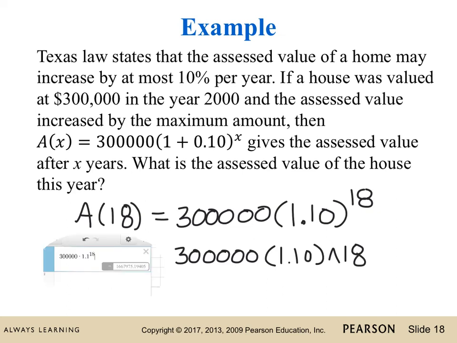You can see that I've entered this just into Desmos and got a pretty astonishing value, $1,667,975.19. So 10% growth after 18 years gives you quite a hefty increase in the value of real estate. In fact, if you can find 10% interest anywhere that somebody will pay you, you should put all of your money in that.